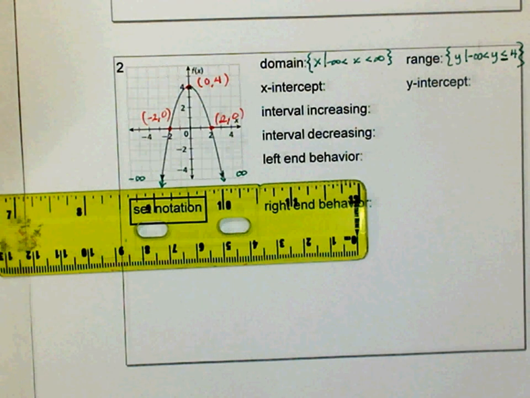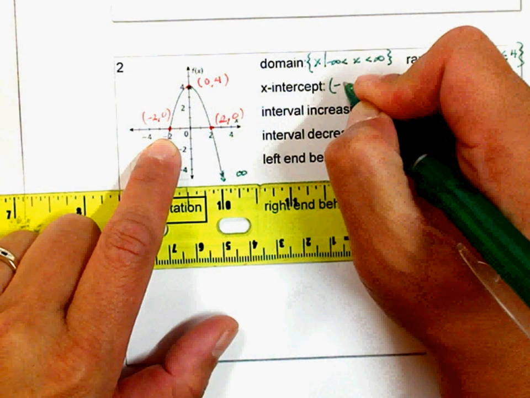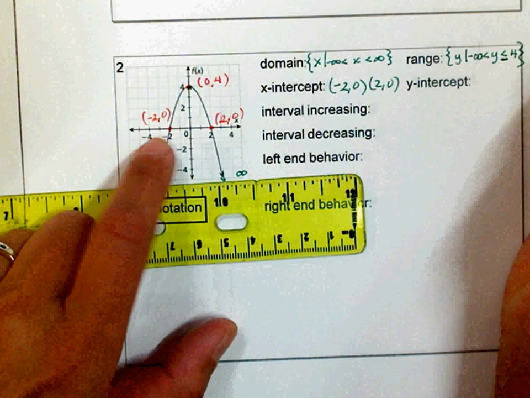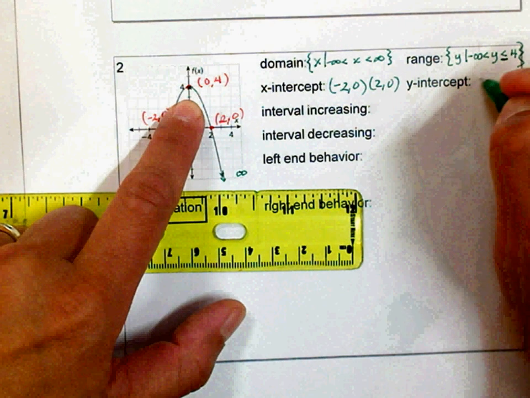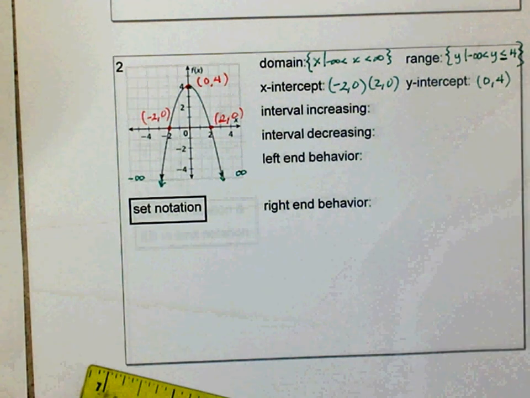All right. Your x-intercept. Where are you crossing the x-axis? It is always a point. Negative 2, 0, 2, 0. Sometimes you don't have an x-intercept, okay? Y-intercept. I'm crossing the y-axis at 0, 4. Always a point.